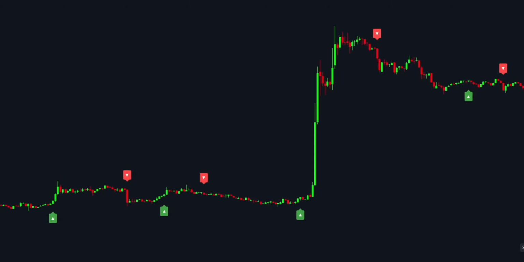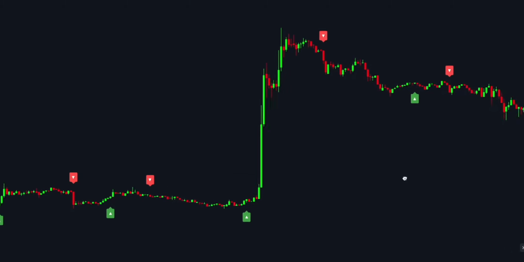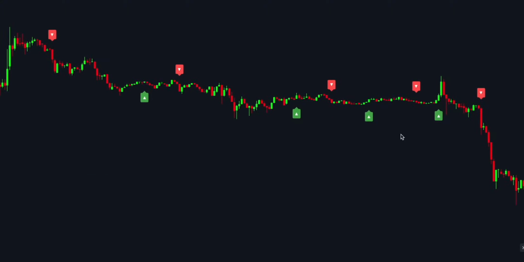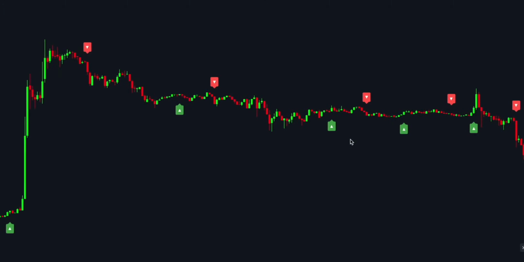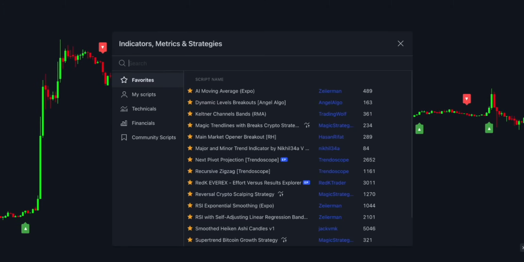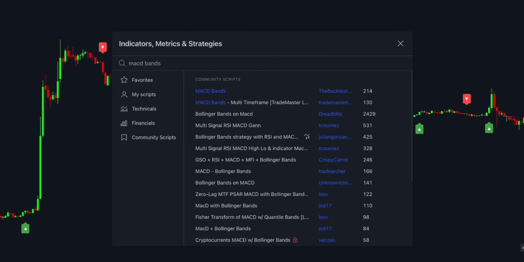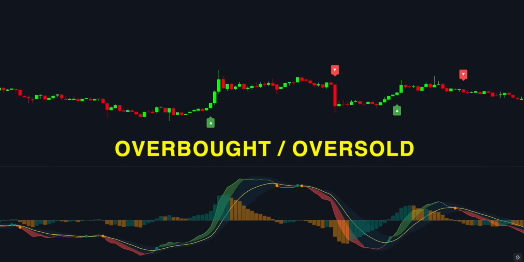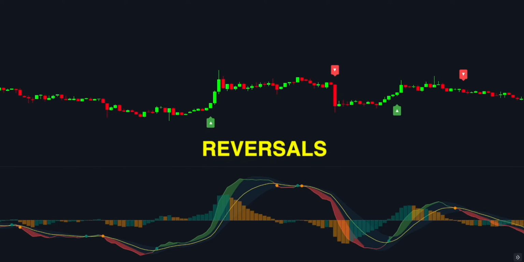Although these buy and sell signals are quite accurate in a trending market, the indicator still requires a filter that would cancel signals at price compression. I spent hours searching for a perfect indicator for that purpose and found the MACD bands, multi-time frame by Trade Master Indicator. MACD is a classic trend-following indicator that uses moving averages to identify changes in momentum. It can be used to identify trend changes, overbought and oversold conditions, and potential reversals. Because this indicator is multi-time frame, it is way more effective than a regular MACD.